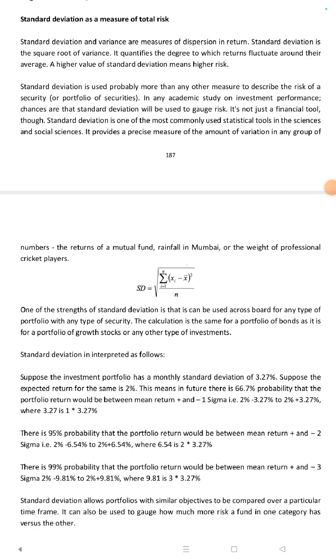Standard deviation and variance are measures of dispersion in return. A standard deviation is a square root of variance. It quantifies the degree to which returns fluctuate around their average. A higher value of standard deviation means higher risk.